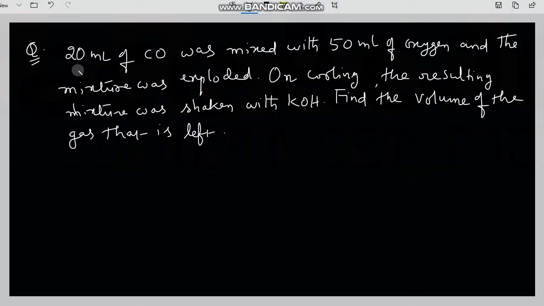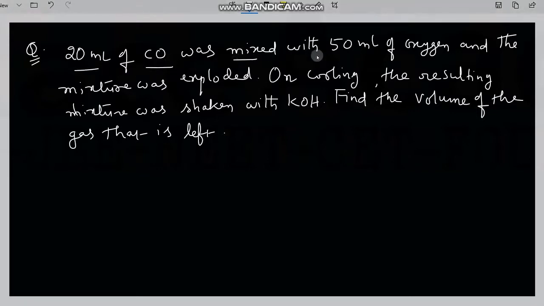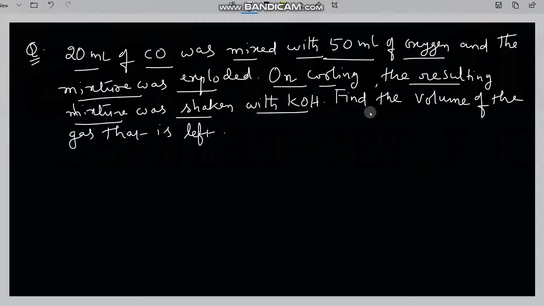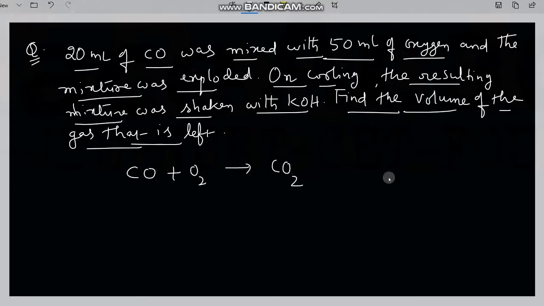See this question. 20 ml of carbon monoxide was mixed with 50 ml of oxygen and the mixture was exploded. On cooling, the resulting mixture was shaken with KOH. Find the volume of the gas that is left. So we have carbon monoxide with oxygen. Carbon dioxide is generated.